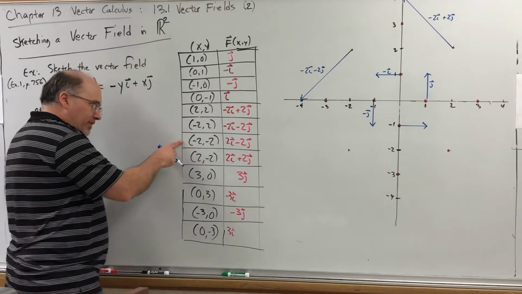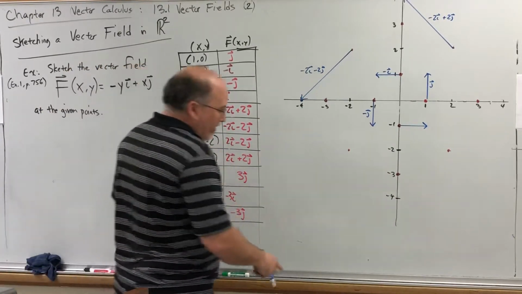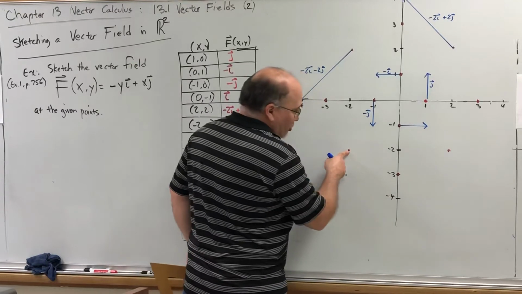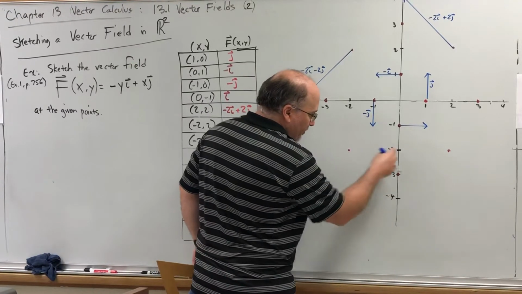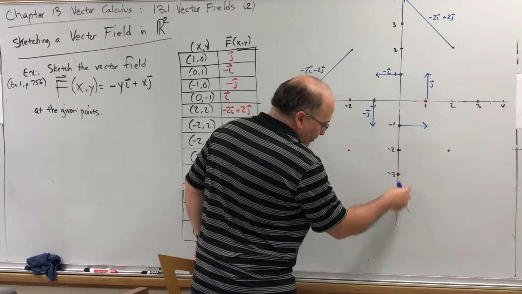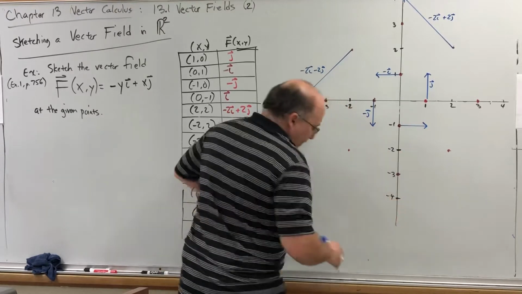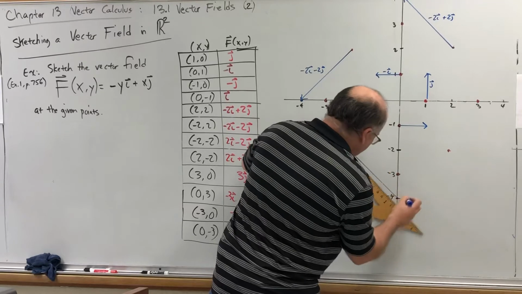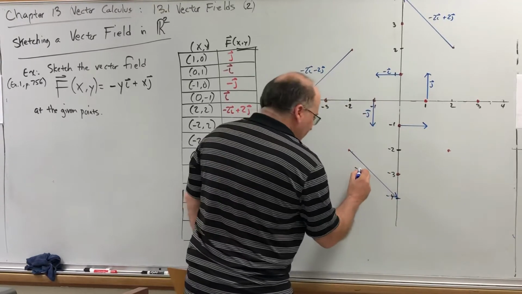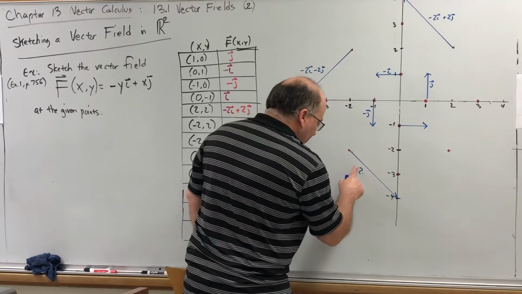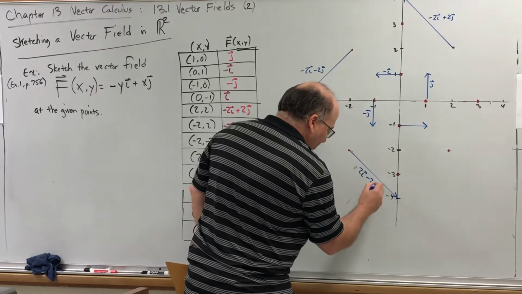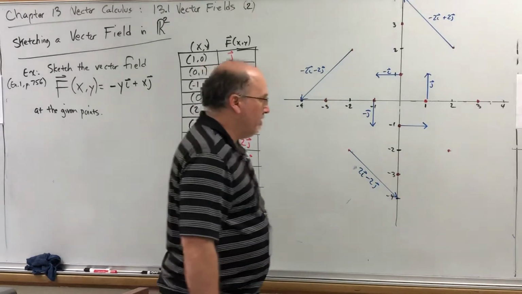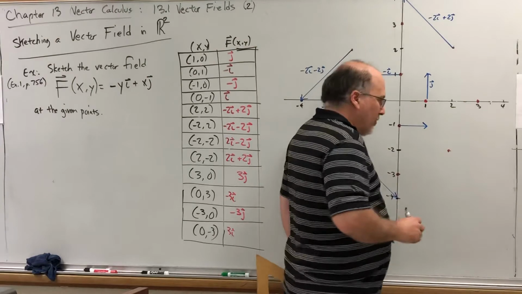At -2, -2, we have 2i minus 2j. So from here, we go 2 in the i direction, -2 in the j direction. Hooray for patterns. So here's the vector -2i minus 2j.